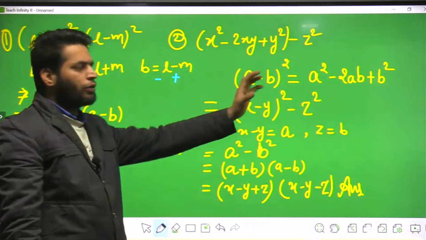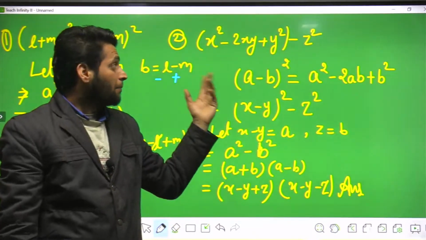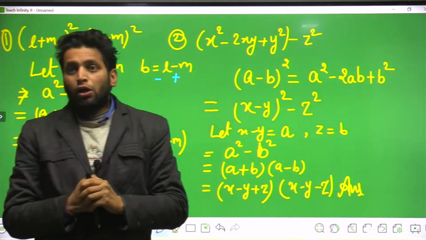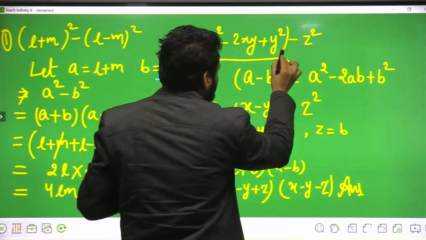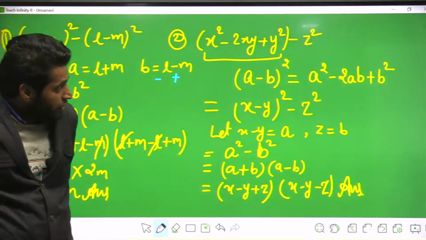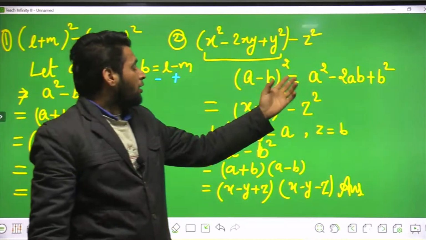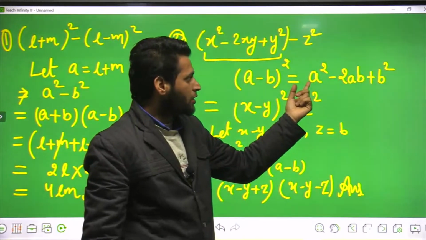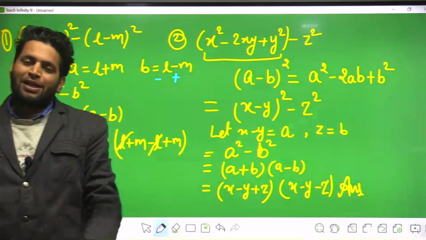First of all, you can see the question is given in this form: (x square minus 2xy plus y square) whole bracket, then minus z square. First we compare this with an algebraic identity, to see which identity we can apply and what the result is. So you can see (a minus b) whole square is equal to a square minus 2ab plus b square. That is the result of (a minus b) whole square.